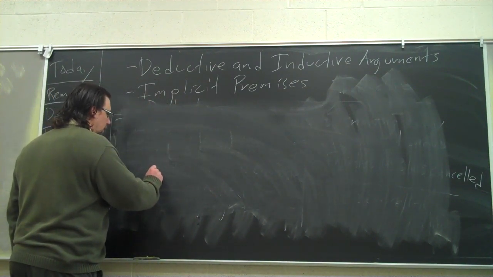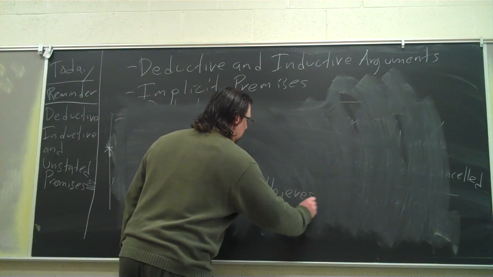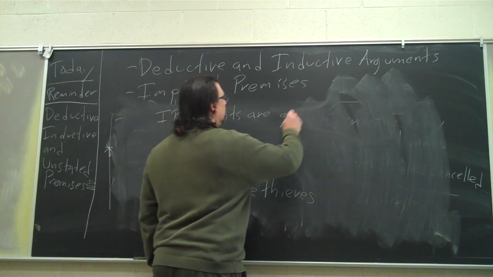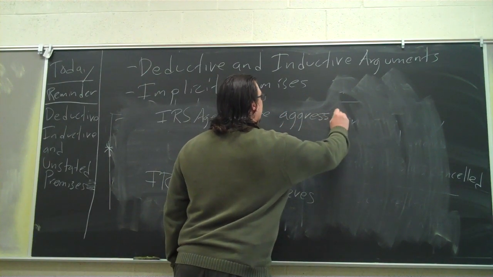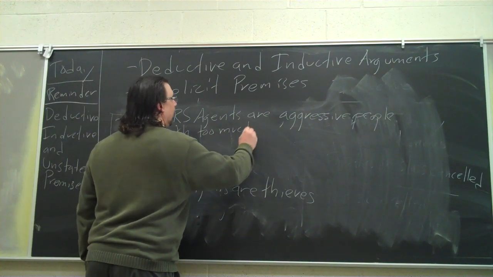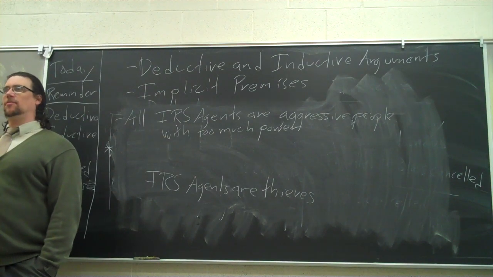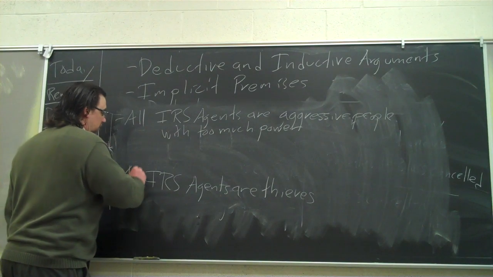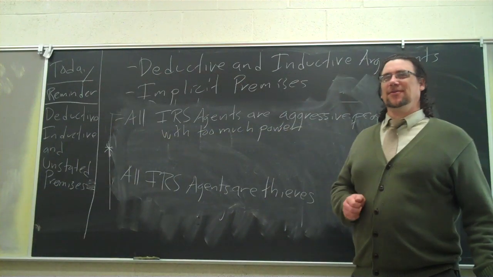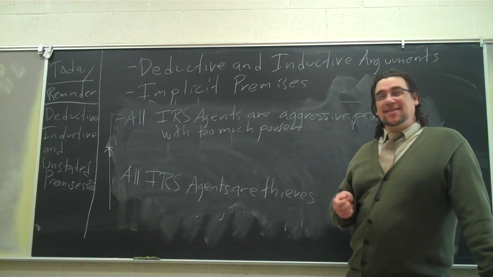So. IRS agents are thieves. IRS agents are aggressive people. Agents are aggressive people with too much power. That's the kind of people the IRS hires. And we're going to try to get to an all statement down here. They're all thieves. So you meet somebody at a party, you know, their husband or wife introduces them to you, meet so-and-so. Well, what do you do for a living? I'm an IRS agent. Oh, you're a thief. Right? How do you get there from here?